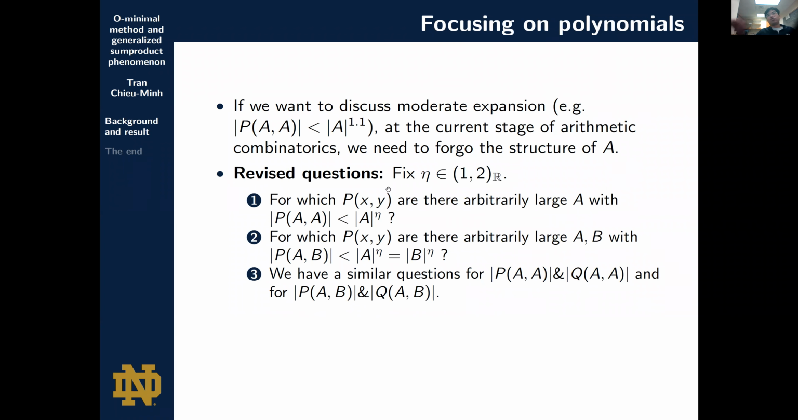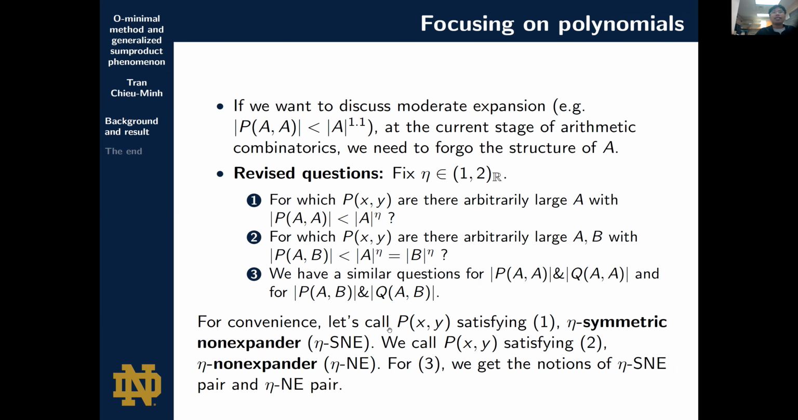Because of that, we can revise the question, focusing only on the polynomial, right? So one can ask, for which polynomials P(x,y) are there arbitrarily large A such that the size of P(A,A) is smaller than A to the power of eta? And it only makes sense when eta is in the range of 1 to 2, because we know that it cannot be greater than 2. And you can ask symmetric and non-symmetric questions, for large A and B, for which P(A,B) is smaller than this. And you can ask a similar question for pairs of polynomials.